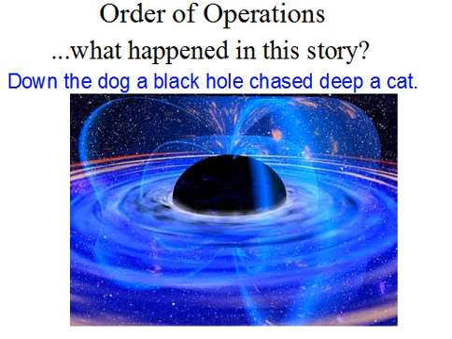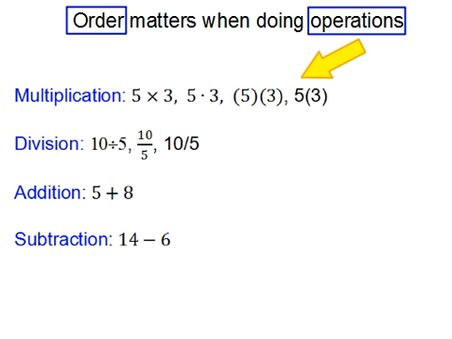Regardless of how they interpret the story, the real moral is that word order matters so people can understand what you're trying to say. Well, the exact same thing is true when we're dealing with operations in math. Order matters when doing operations. Now, I mean multiplication, division, addition, subtraction, and these can appear in various forms like you see here.